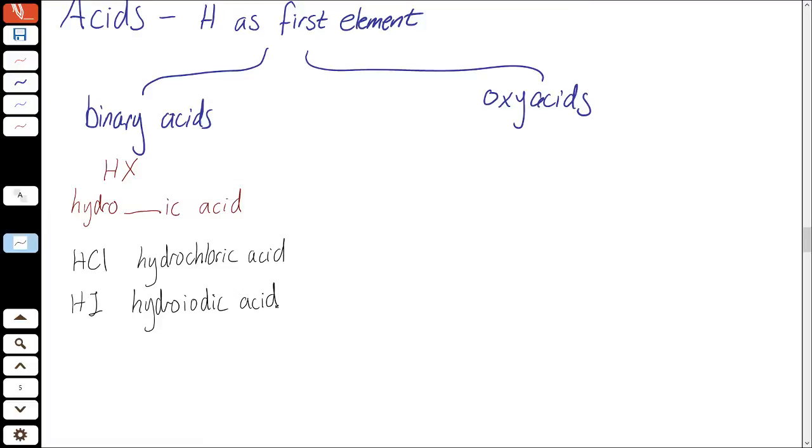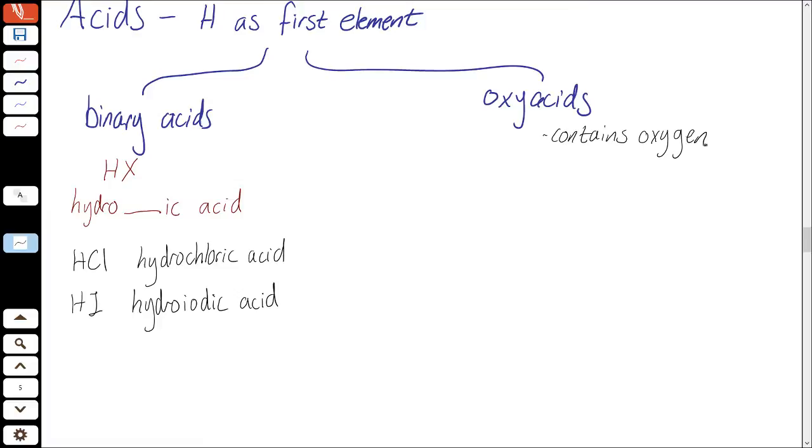All right, so the other side is the oxyacids. There's a lot more of those. What do you think they are? What do you think makes something an oxyacid? Oxygen, yeah. All right. So this one gets named a little bit trickier.